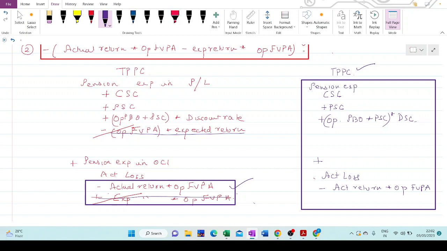So this is the broad idea, and this is your total periodic pension expense, where this is the pension expense in P&L, and this is the pension expense in OCI, right? Guys, are we good? Any doubts here, please? Guys, please tell me. Do you have any doubts, please?